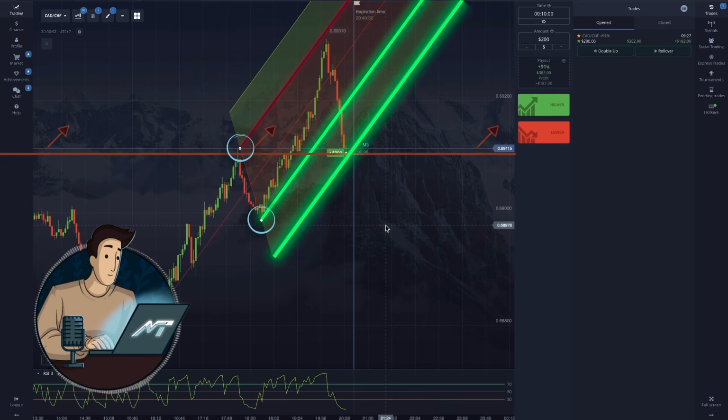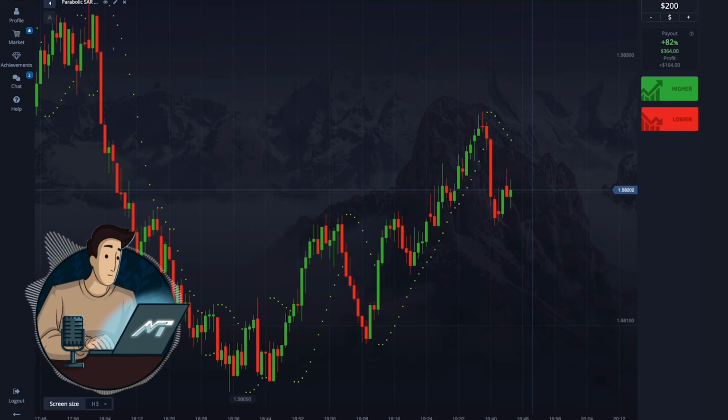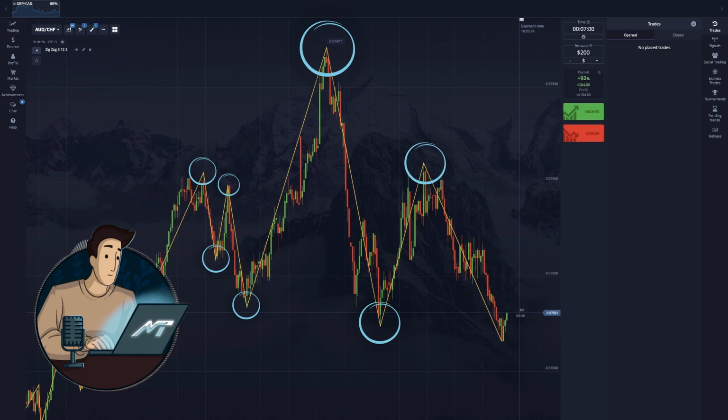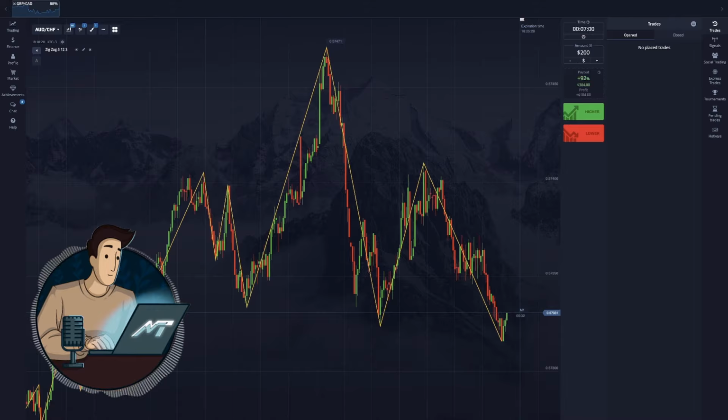While many other indicators might clutter your chart with various lines and signals, ZigZag offers a clean and comprehensible visualization of price movements. Peaks, troughs, corrections. They all become clearly visible, simplifying your analysis immensely.